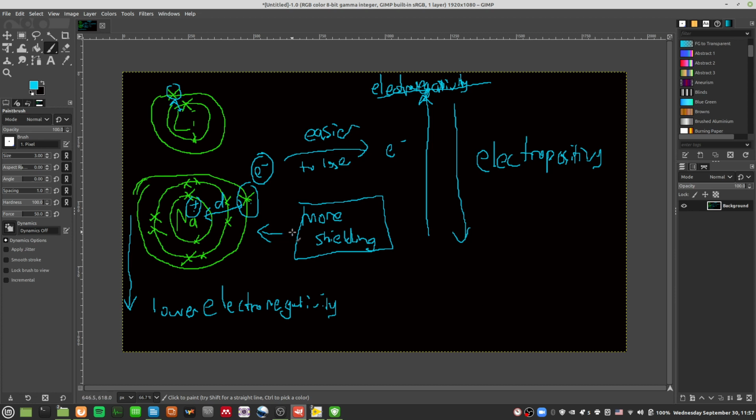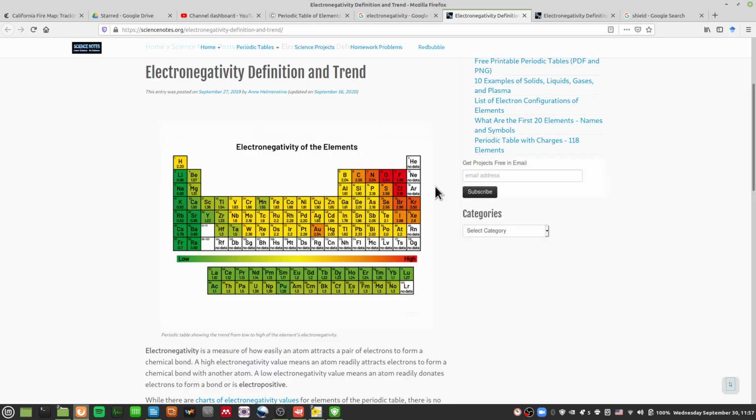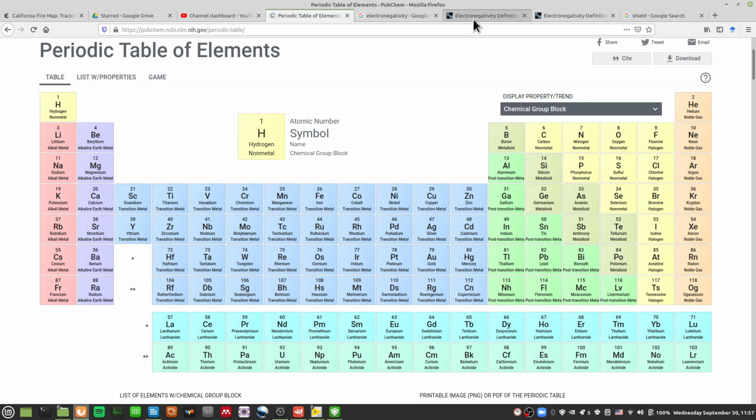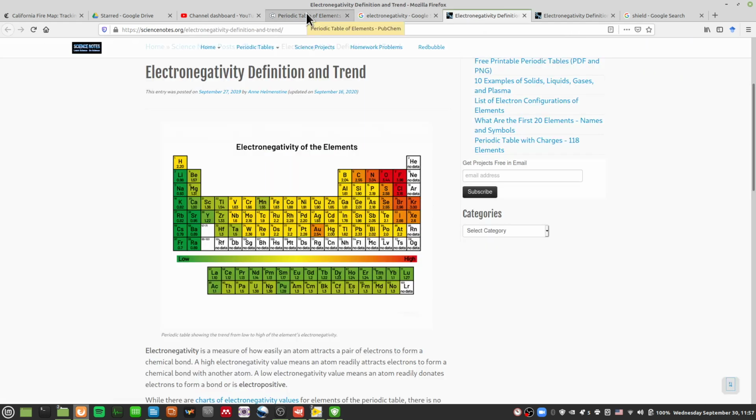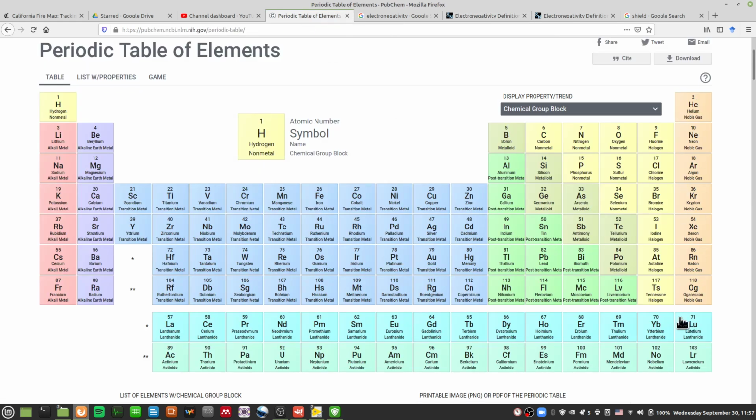So hopefully this, okay, time's up. I don't want to take too long, but hopefully this explains why there are trends in the periodic table. So this is the electronegativity table. Again, I will put it in the description. You can go and check it out yourself and see some of the interesting trends here. This one really helps you visualize. And then this one is just a normal periodic table, nothing too special. But from here, you should be able to see some trends.